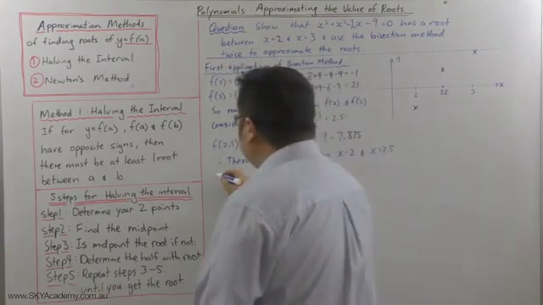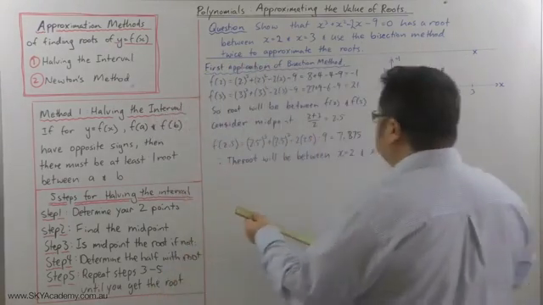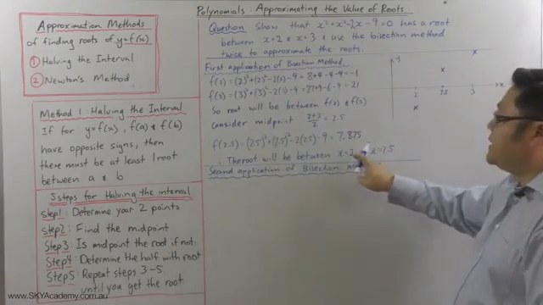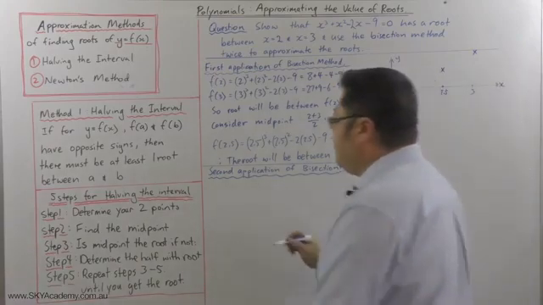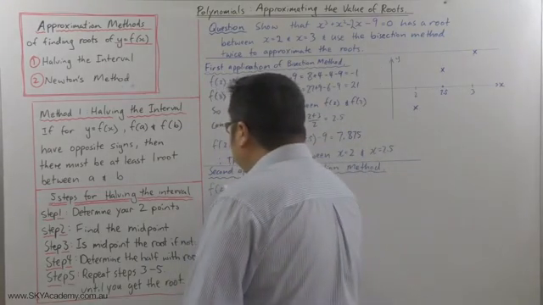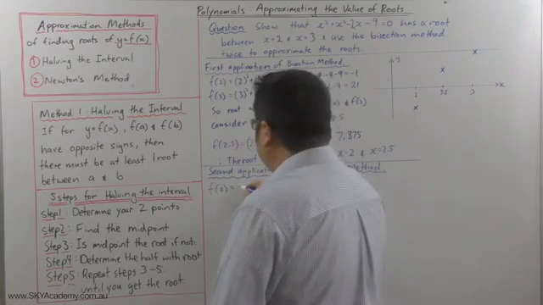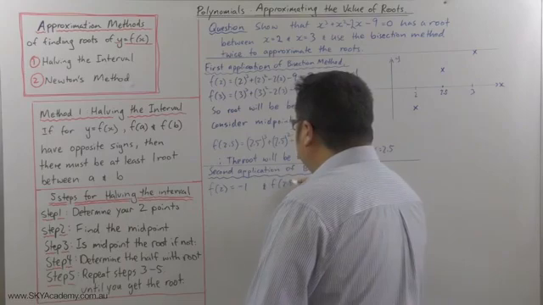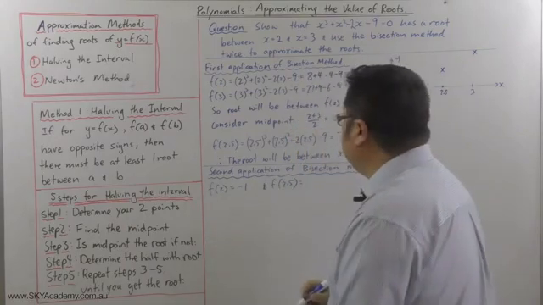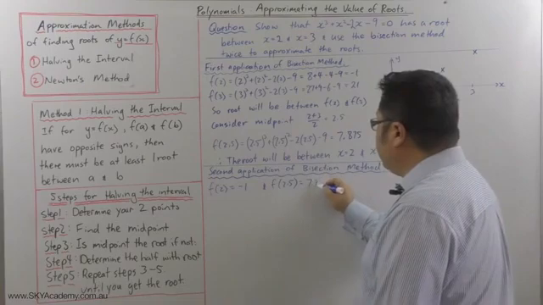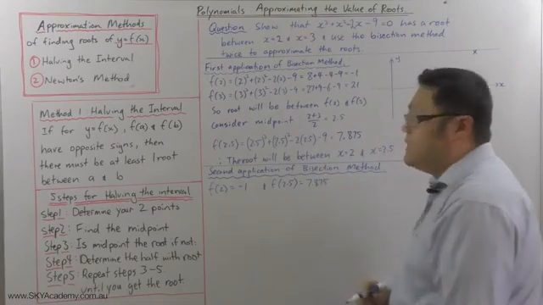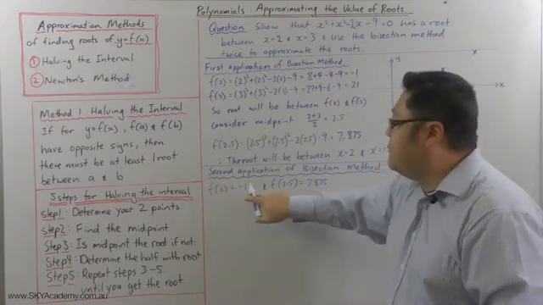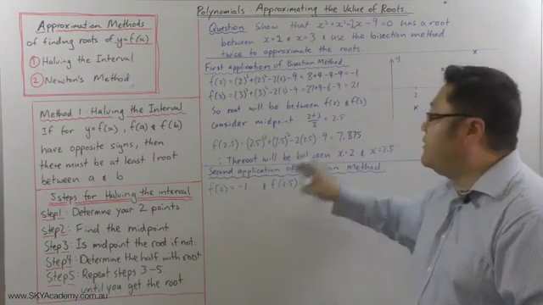The second application of the bisection method is what we're going to be doing now. So we worked out that the root will be between x equals 2 and x equals 2.5. f of 2 is equal to -1, and f of 2.5 is equal to 7.875. Does that make sense? So what we've got to do is work out the halfway point, or the midpoint, between 2 and 2.5.